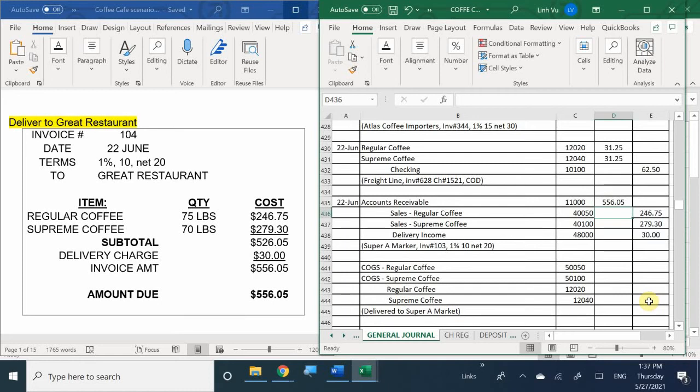Go ahead and put a note right now. Great Restaurant. Invoice number 104. Give them the terms: 1% in 10 days or net 20. 1% 10, net 20.